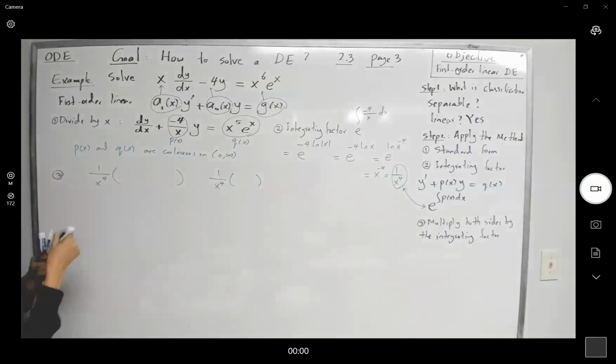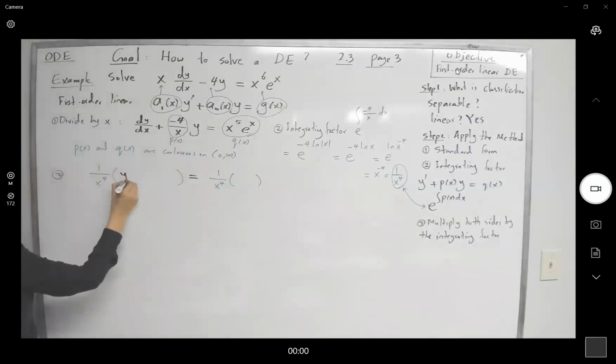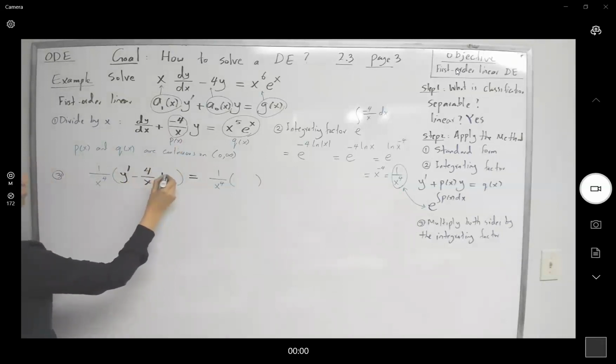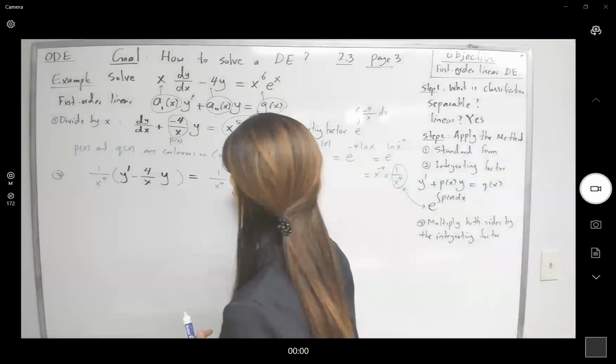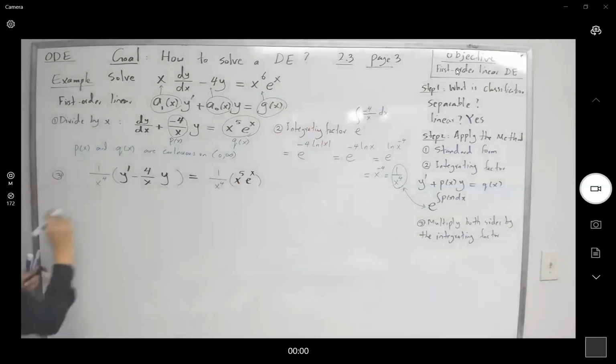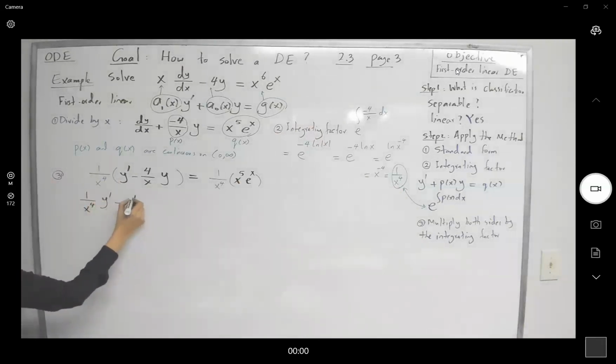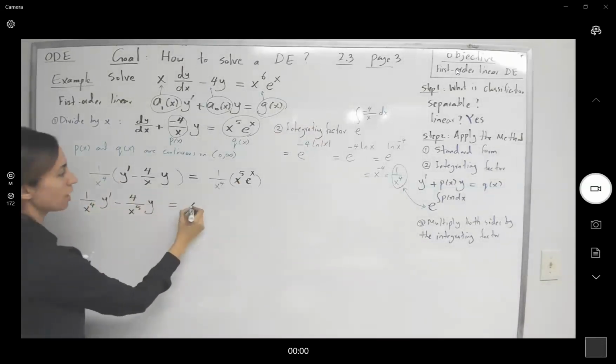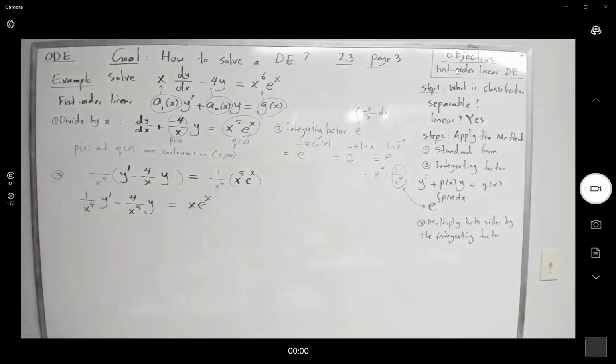Very well. Okay, let's just copy down everything. y prime, and here you have minus 4 divided by x times y equals 1 over x to the 4th, x to the 5th, e to the x. Let us simplify the whole thing. So what are we going to get here? We're going to see we have 1 over x to the 4th, y prime minus 4 over x to the 5th, y equals x e to the x.